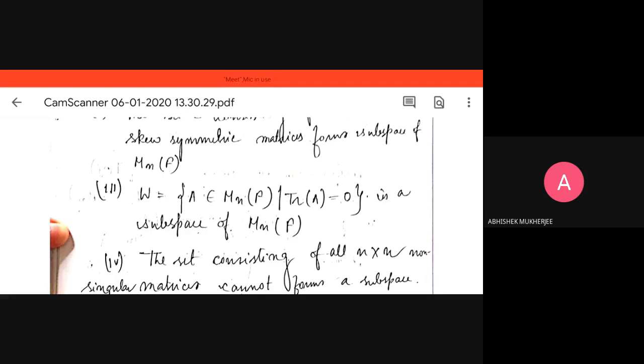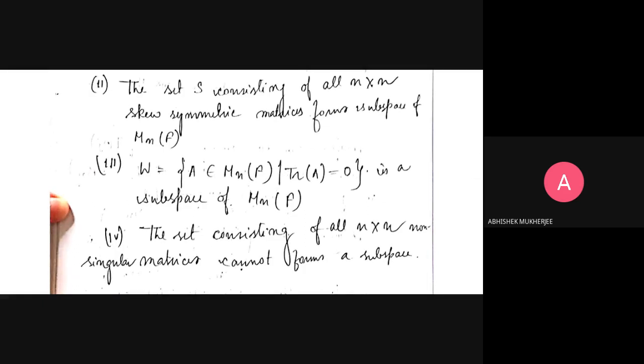Now I will go to the second condition, that is trace of alpha dot A equal to, we can easily say, alpha dot trace A. And we have previously seen that trace A equal to 0, so alpha dot 0 equal to 0. That means alpha A belongs to W. So W is a subspace of M_n(F).